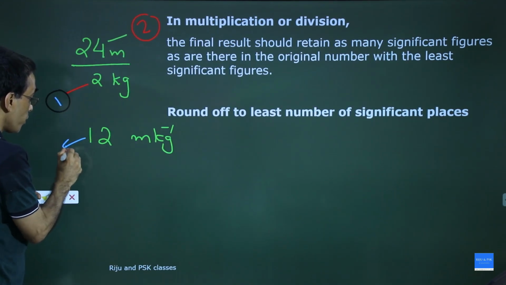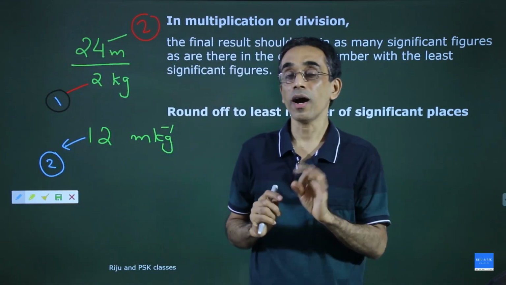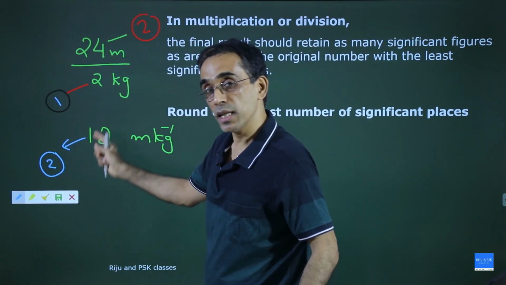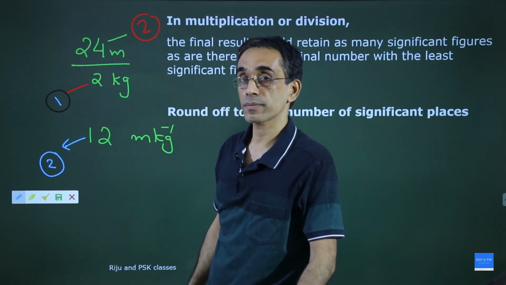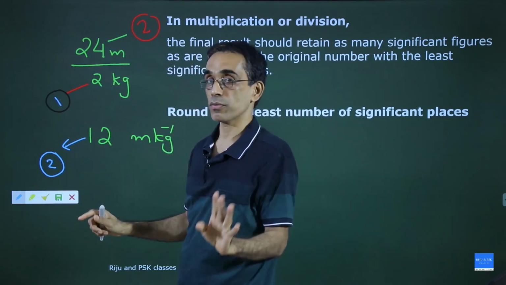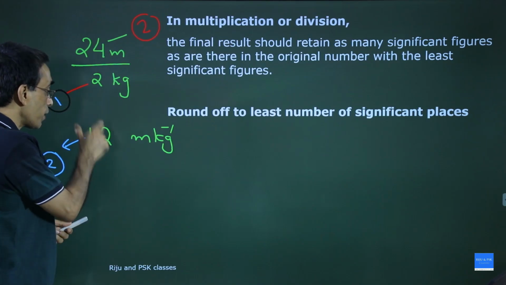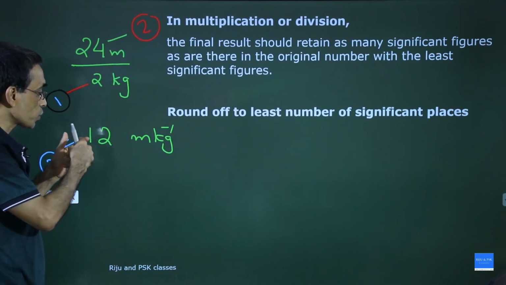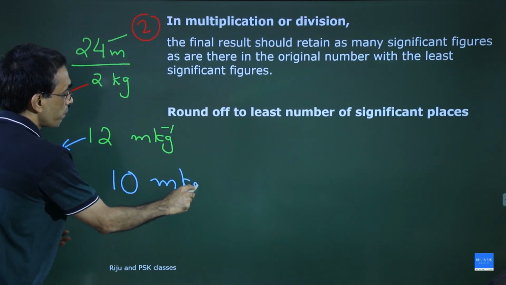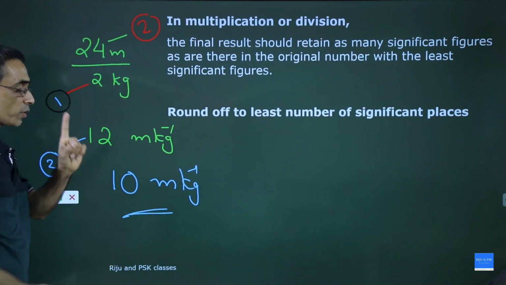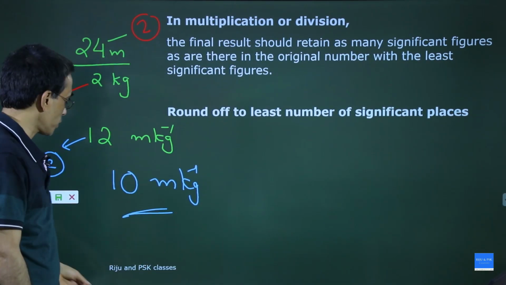And your answer has got how many significant places? 2 significant places. But by rule, it is not allowed. You can't have more significant places in your answer than the lowest number of significant places in the numbers used. So this number should also be rounded off. It should also have 1 significant place. How to round this off to 1 significant place? This is the number 12. So this 12 is closest to 10. So you should write 10 meter per kilogram. Then this will have only 1 significant place. I hope it's clear. Let's do more questions on that.